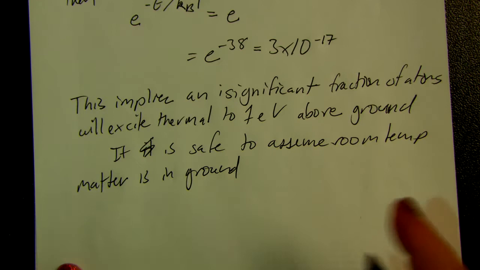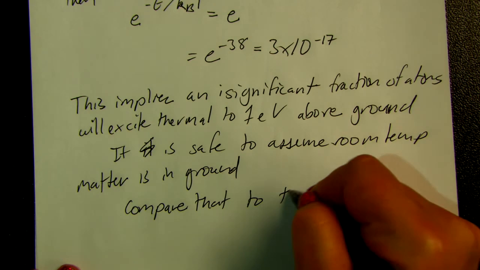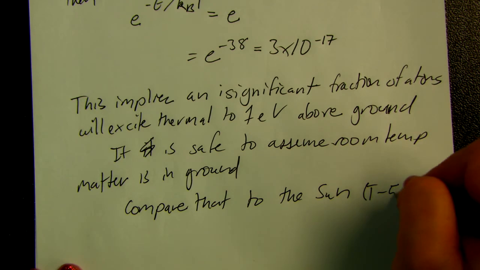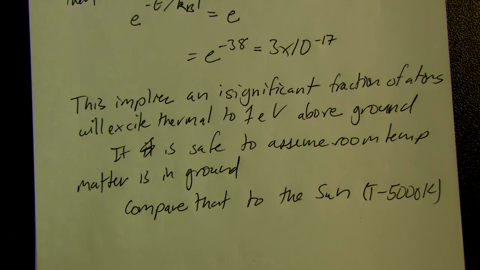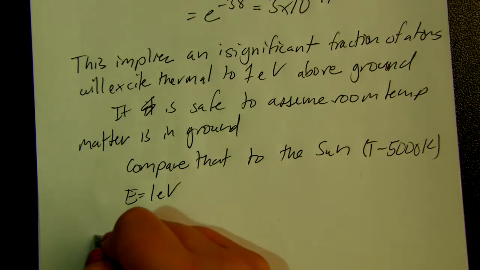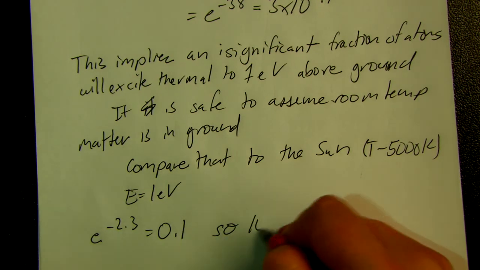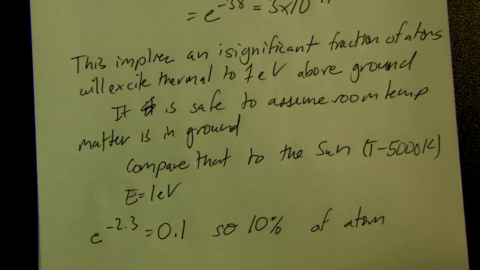Very safe assumption. All right, we can compare that to the sun, which has a surface temperature of approximately 5,000 degrees Kelvin. Of course, if you want to learn more about the temperature of the different layers of the sun, you can take an astronomy class. It varies where you are on the sun. But let's say, and once again, we're looking at 1 eV above ground. So then you would have e to the minus 2.3, which is equal to 0.1. So 10% of atoms would be excited that have these conditions.